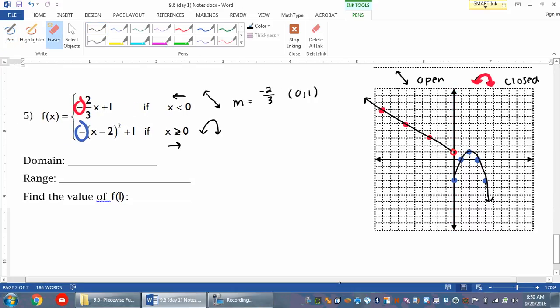From here, let's go ahead and do the arrows on both sides. Are they both going up, down, or opposite? Well, I have one up, one down. If they're opposite, it's easy. The range is all real numbers. And lastly, what is f of 1? f of 1 is 0.